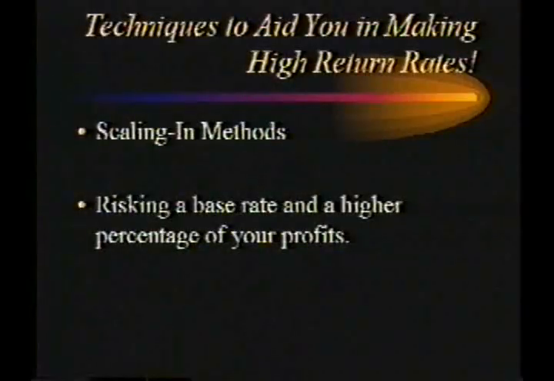And the second is what I call risking a higher rate on your profits as opposed to a base rate on the money you start out with. So your core equity is, say, 0.5% risk, and then on your profits you might risk 5% or 10%, whatever seems like a more optimum value for you.